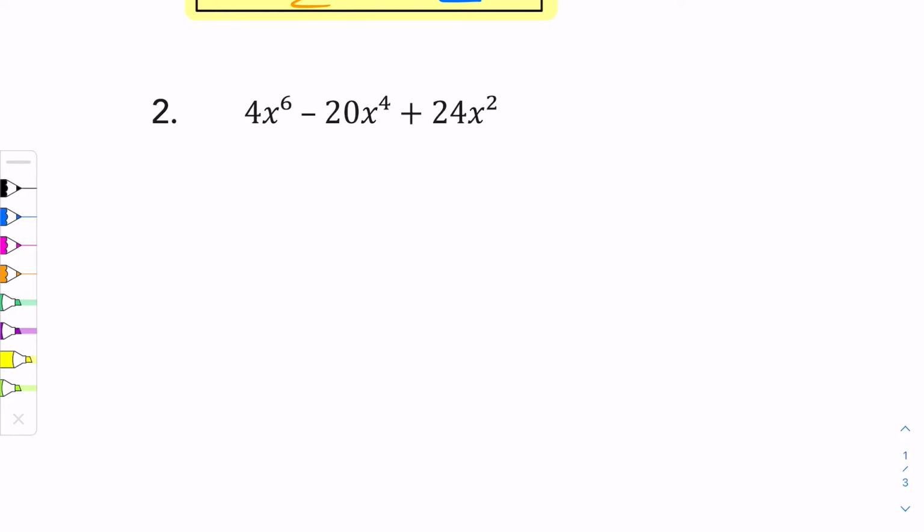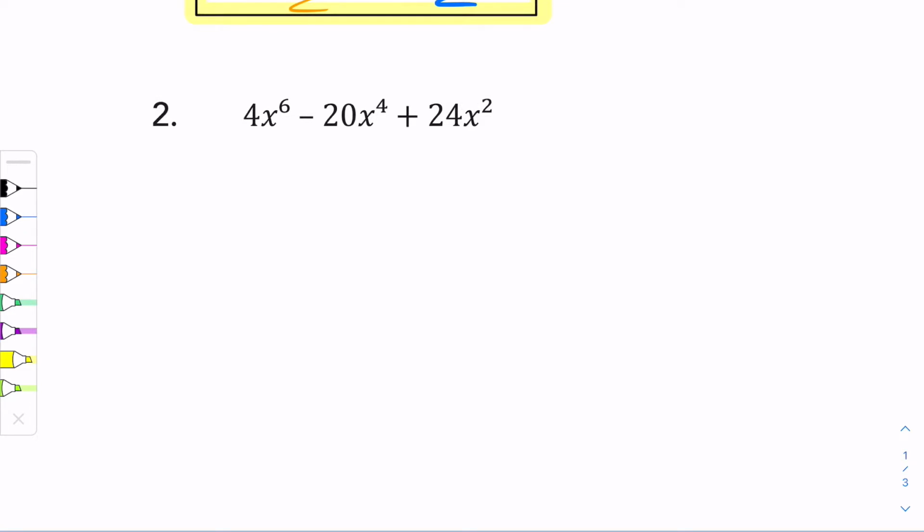Number 2 is 4x squared minus 20x to the 4th plus 24 times x squared. So we do have a GCF here. We can take out a factor of 4x squared. When we take out 4x squared, our first term is left with x to the 4th. Our second term is 5x squared. And our third term is 6, just 6.